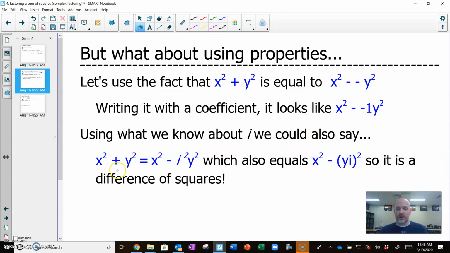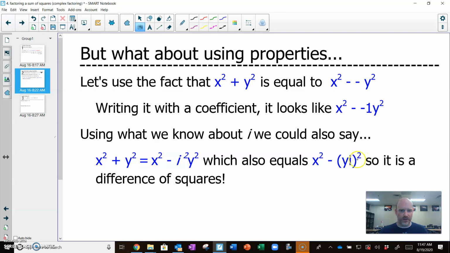So could we substitute an i squared in for that negative 1? Absolutely. So we could choose to rewrite x squared plus y squared as being the exact same thing as x squared minus i squared y squared. Because i squared y squared is negative y squared, and minus negative y squared is plus y squared. So we're doing all sorts of crazy stuff right now. It's weird, I know, but it's kind of cool at the same point, okay? And because this rewrites as i squared y squared, we could also express it as yi quantity squared.